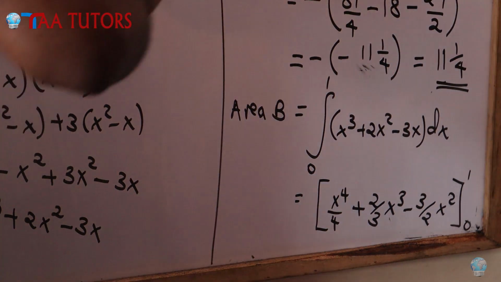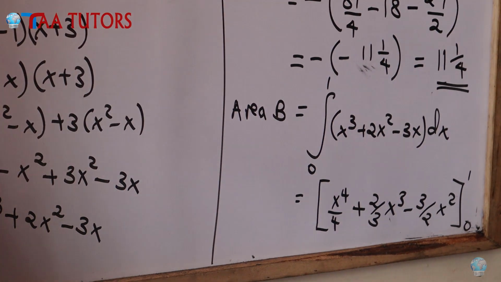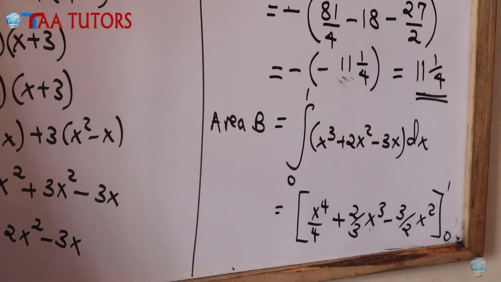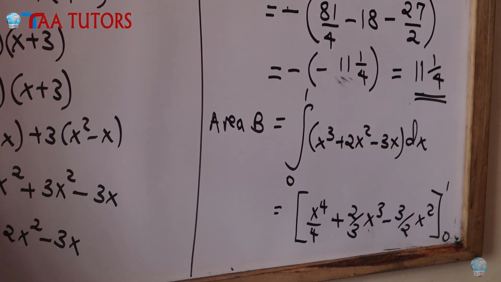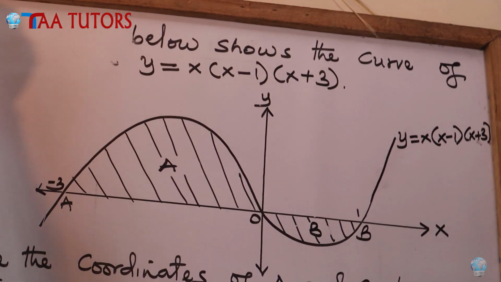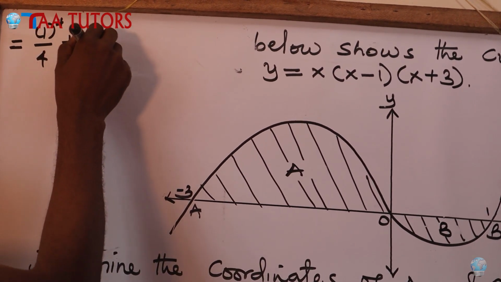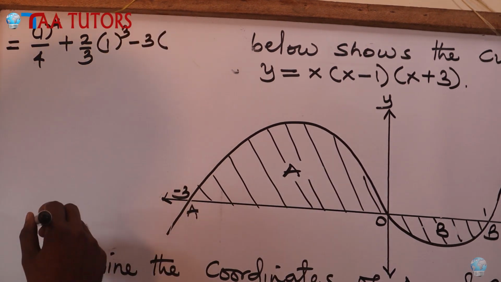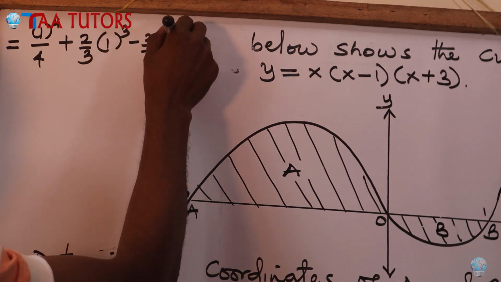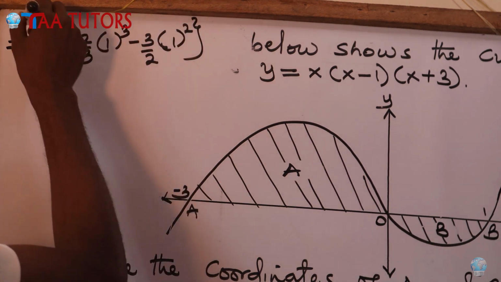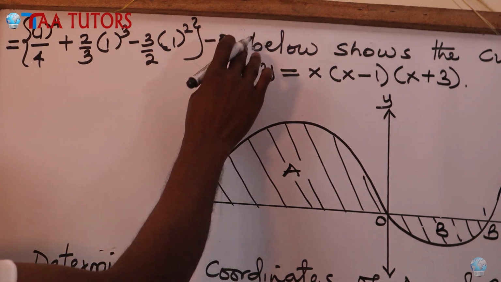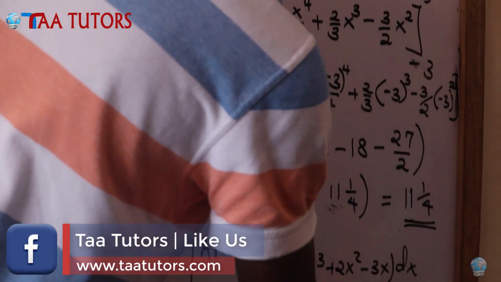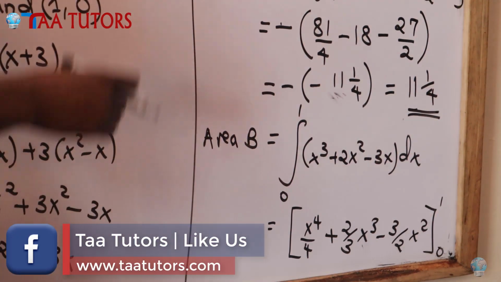But again, if I substitute, the value there is now 1. So 1 power 4 over 4 plus 2 over 3 into 1 cubed minus 3 over 2 into 1 squared. Just like I said, I'll subtract 0. Why will I subtract 0? I'll subtract 0 because the lower limit here is 0. So if I substitute 0 here, all these variables will turn to 0. So I don't have to struggle with that part here.